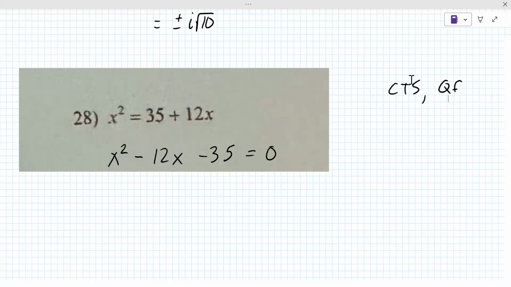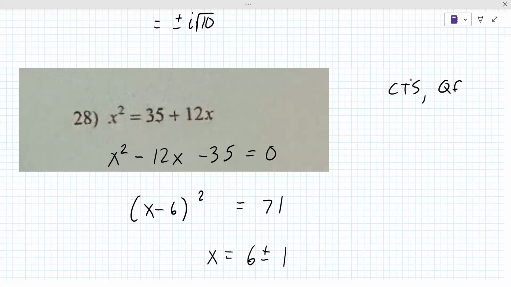x squared minus 12x equals 35. So then that's x minus 6 squared equals 35 plus 36. x minus 6 squared equals 71. x equals 6 plus or minus the square root of 71. Yes. That's good.